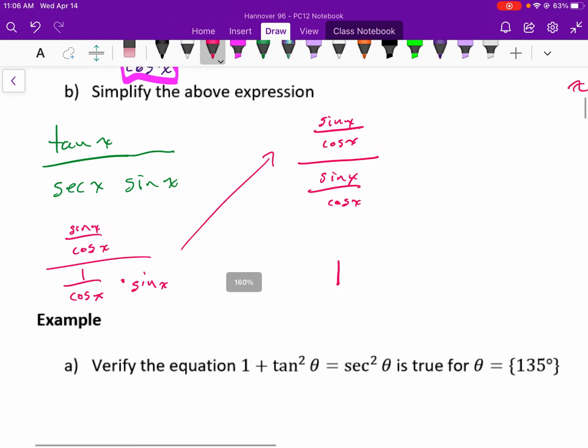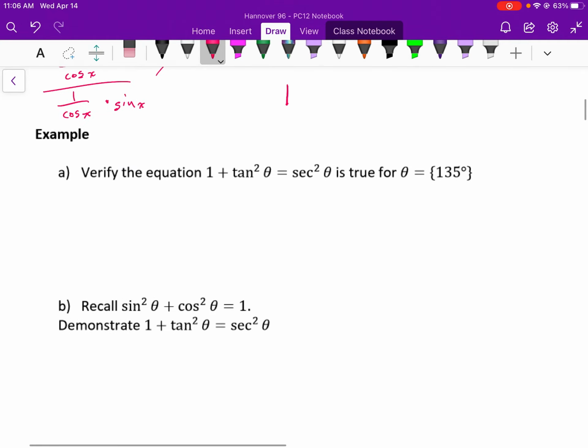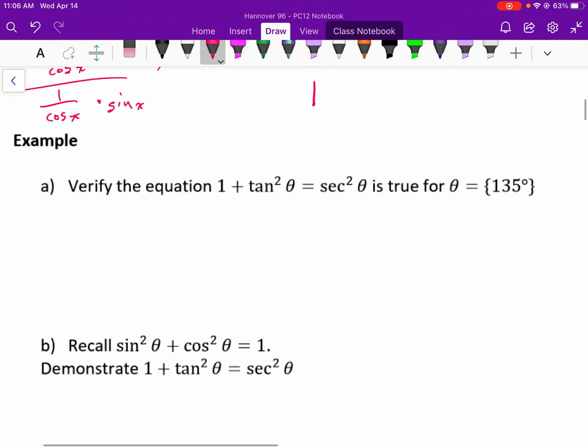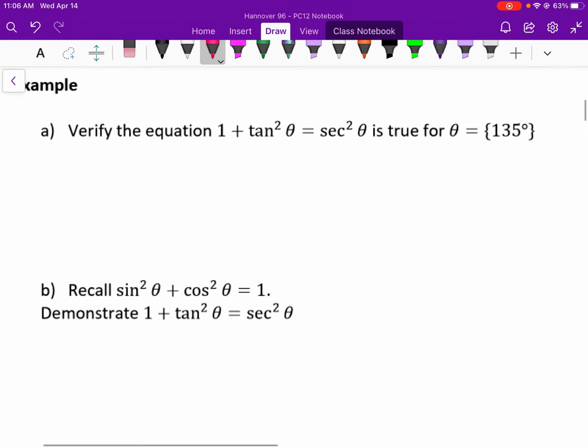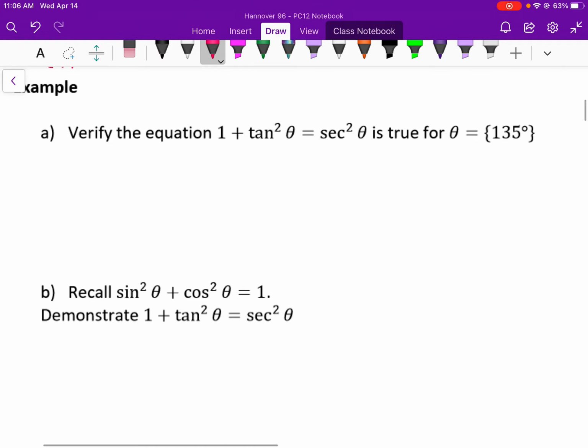Yuck. This next one. I can remember I really struggled with this next one. Verify the equation 1 plus tan squared theta equals secant squared theta is true for one angle. All right. So I guess what I'm going to do is draw my unit circle here. What am I talking about? 135. 135 is that middle piece right there. Okay. Better keep this straight.